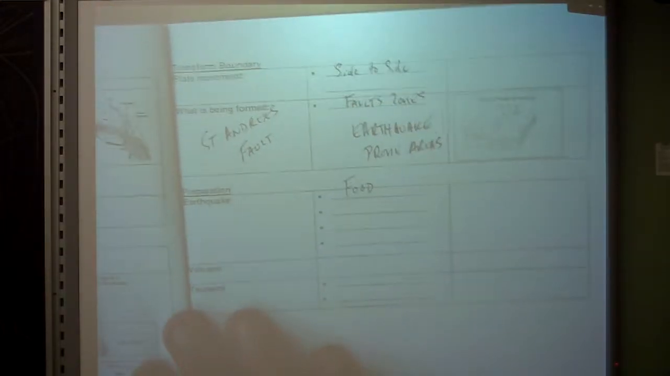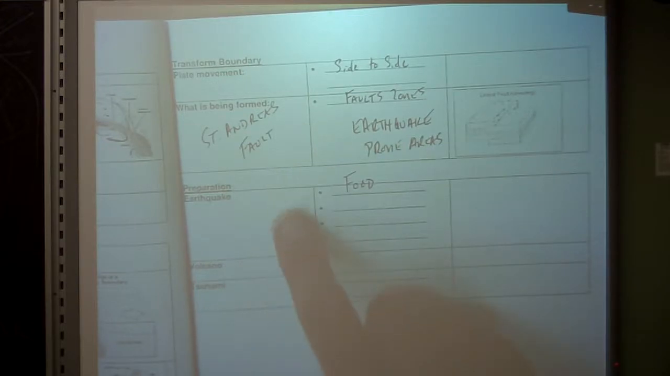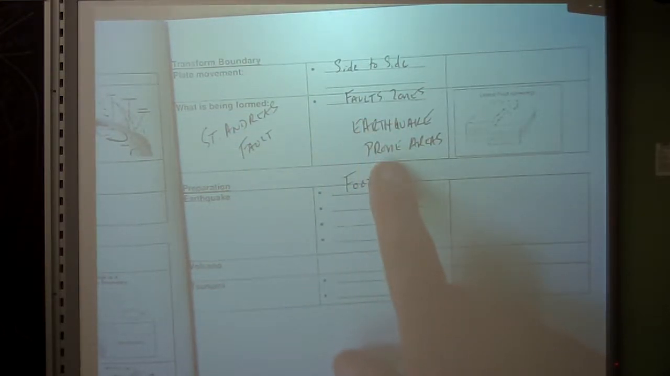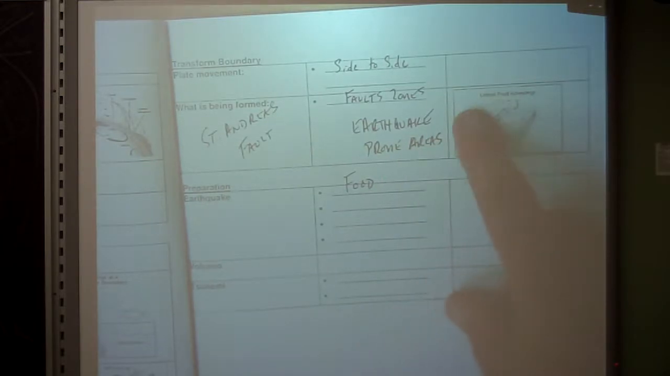So then we have our side-to-side motion of the transform boundary. The most famous one is the San Andreas Fault. You expect fault zones, earthquake-prone areas, a side-to-side motion.